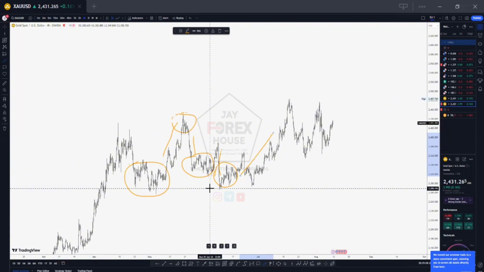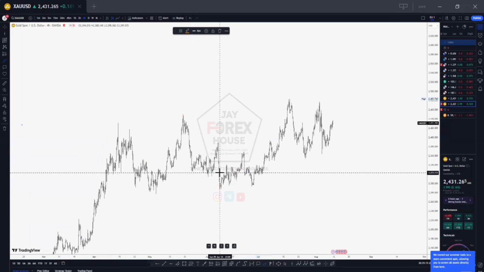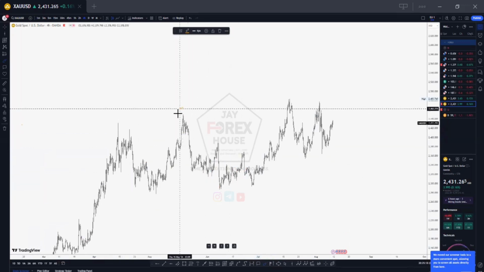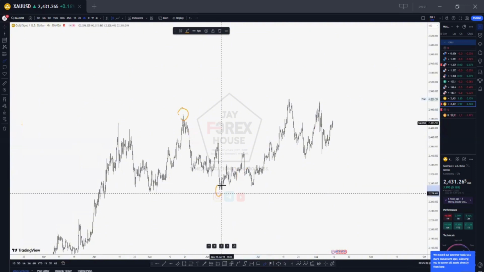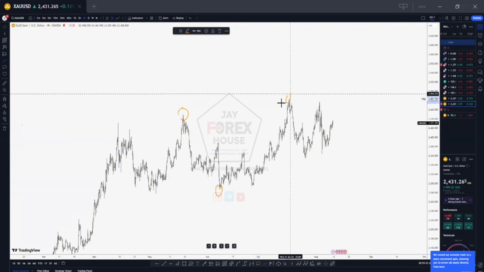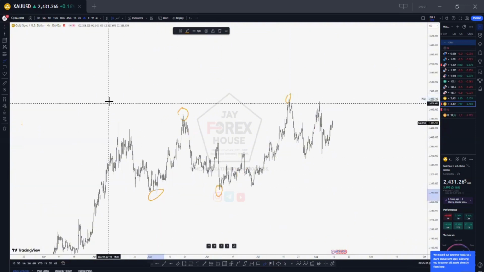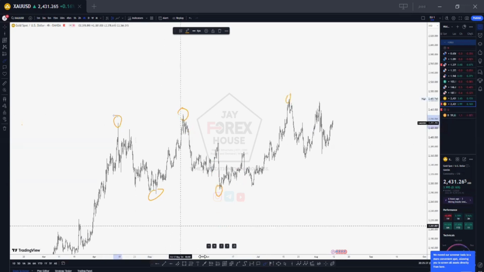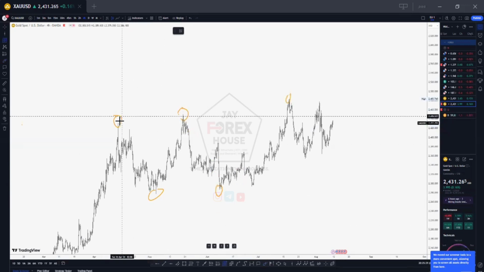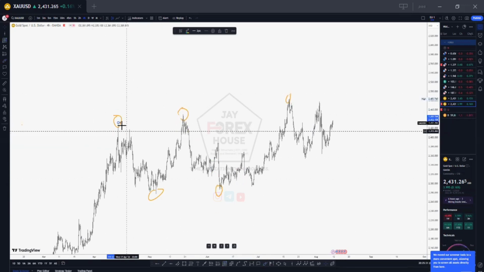So we just talked about a few things. We talked about premium and discount. If you were to understand premium and discount of this higher perspective or this bigger picture, you have to identify the range. Identifying the range, you now have to identify the premium and discount of each range.